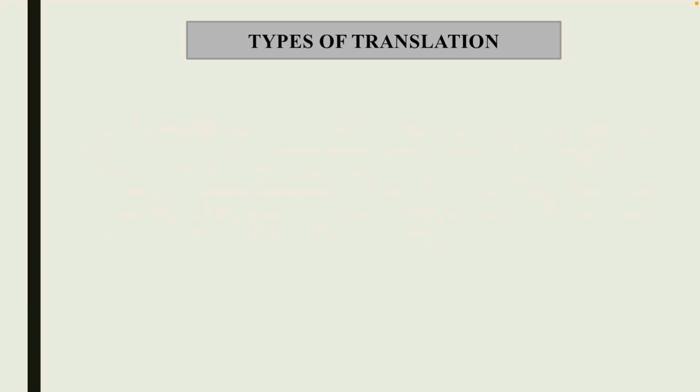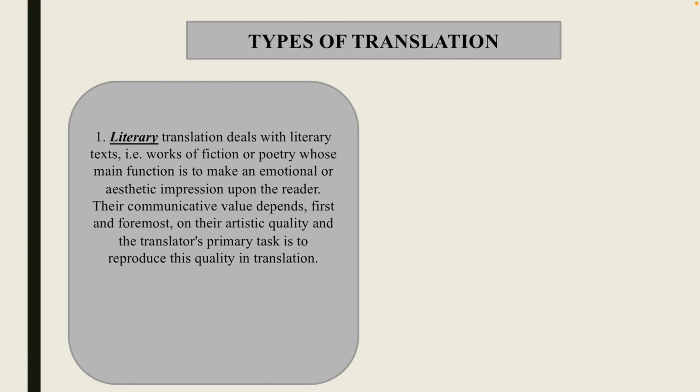Types of translation. The first, literary translation. Literary translation deals with literary texts, works of fiction or poetry, whose main function is to make an emotional or aesthetic impression upon the reader. Their communicative value depends, first and foremost, on their artistic quality, and the translator's primary task is to reproduce this quality in translation.